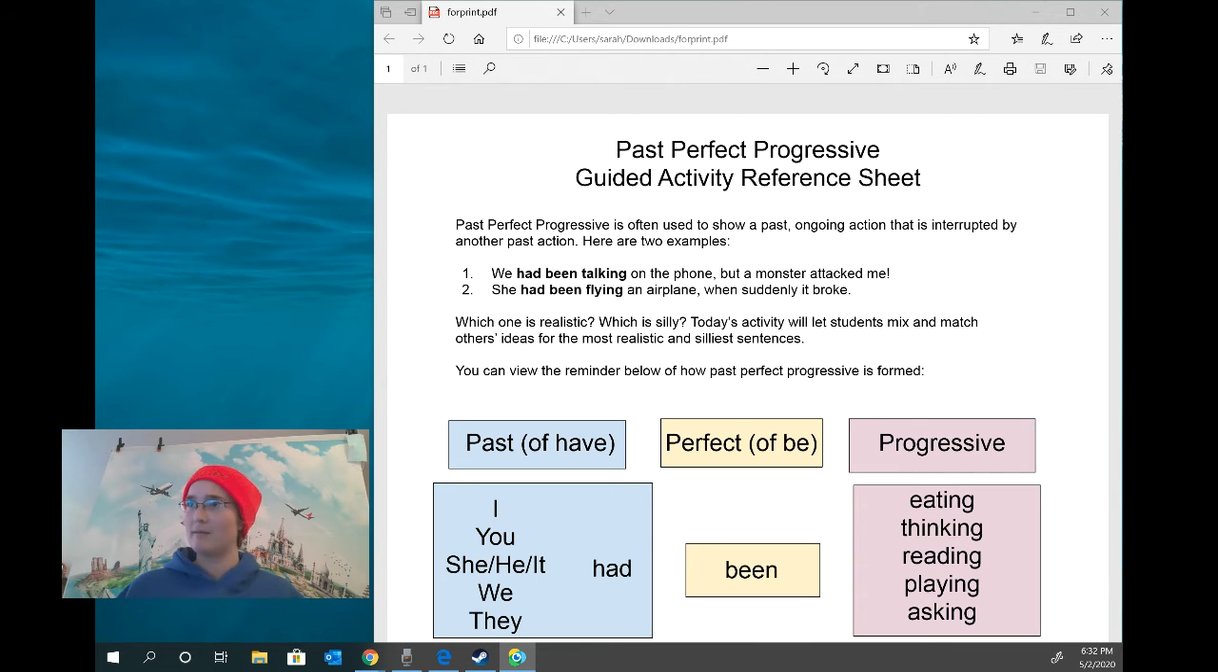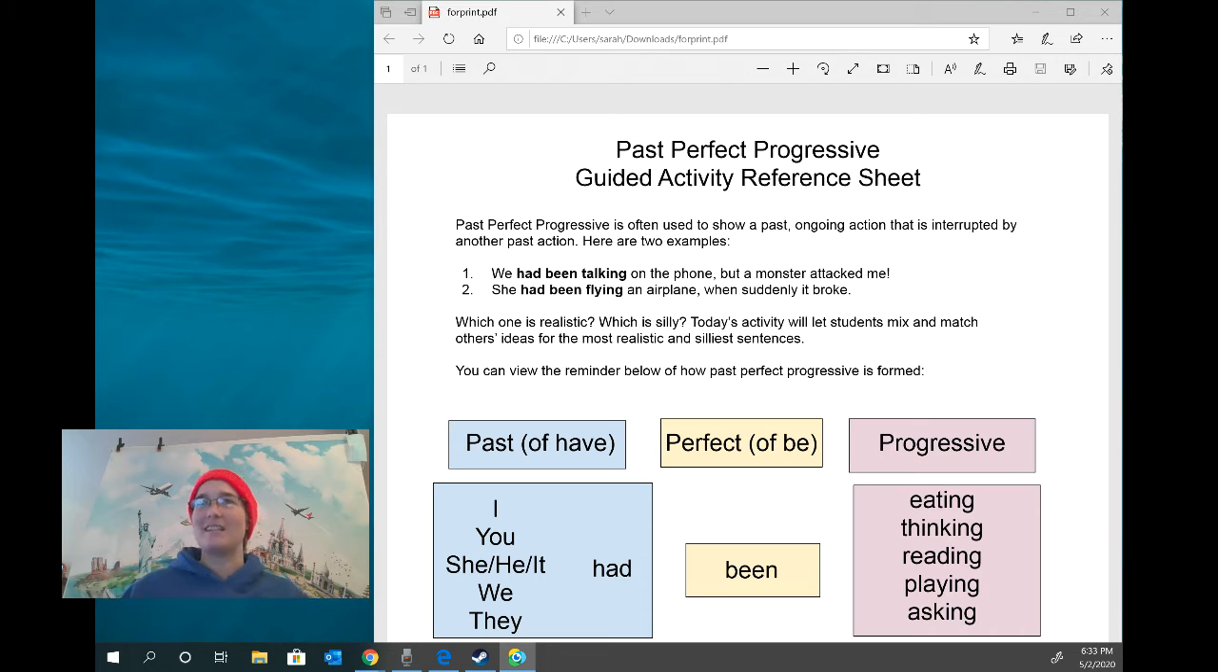It is past. We always use the verb have, so what is the past of that? Exactly, had. It is perfect. In this case, we use been. So, I had been. She had been. Great thing about the past tense. It's always had. Easy to remember.